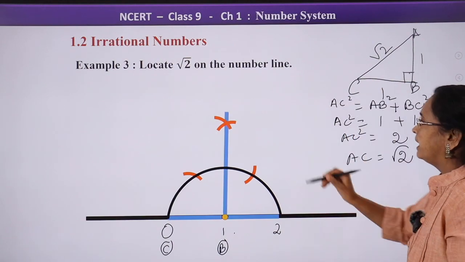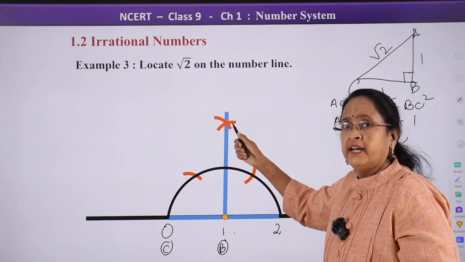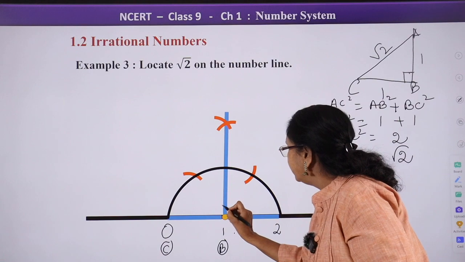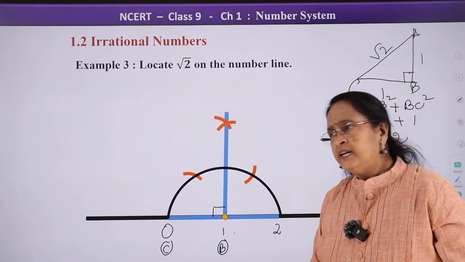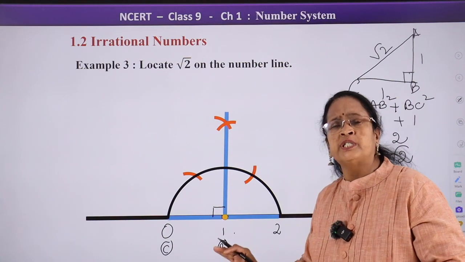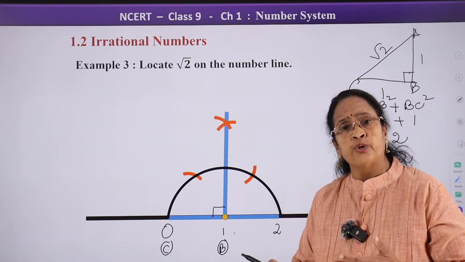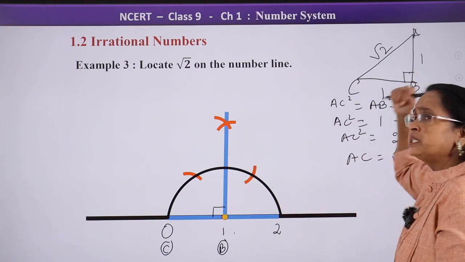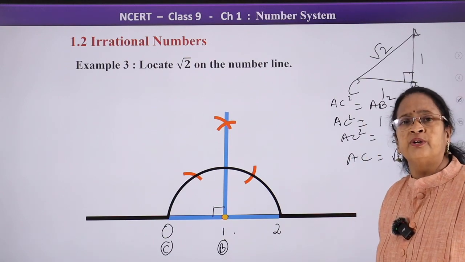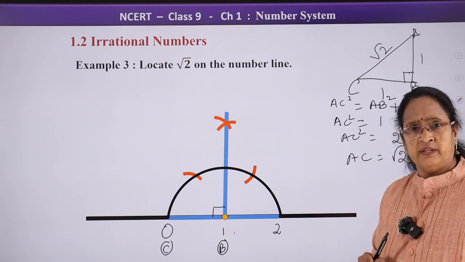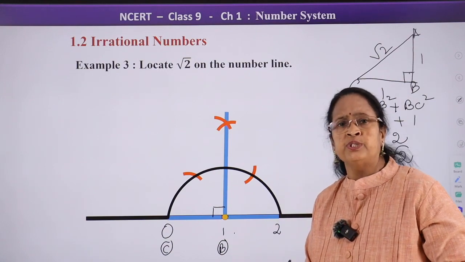Now I have joined. Joining is over. This line, this angle is 90 degrees. Done? Now, you may ask me, why did we draw 90? If we don't draw 90, we cannot use this formula to get root 2, isn't it? We cannot have the Pythagoras theorem in our formula. So we have taken it as 90. You have to use 90.